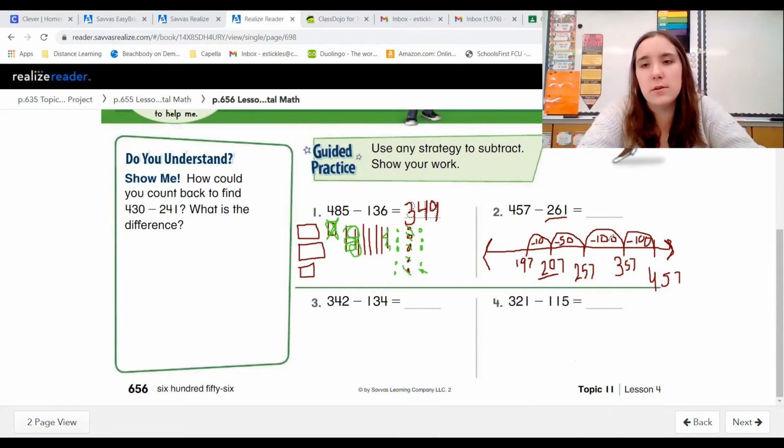So we did our 200s, we took away our 6 tens, and now I just need to take away 1. 7 minus 1 is 6, so my answer is 196. Boom, just like that.